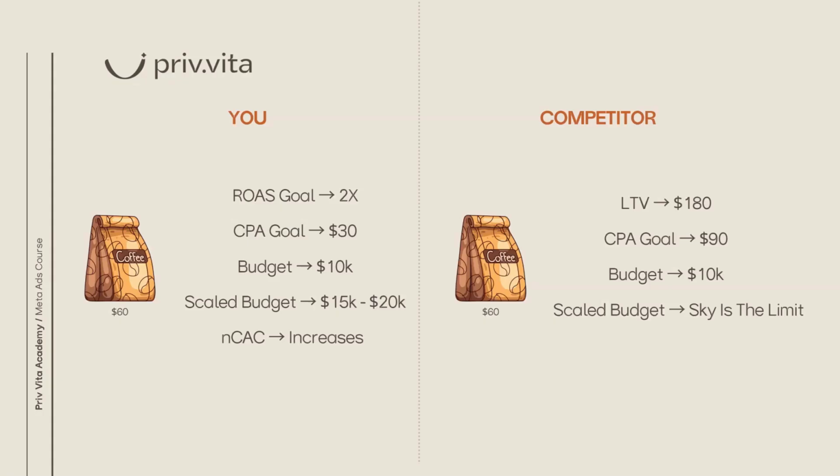Let's say you're selling coffee and your product is priced at $60. You want to hit 2x to be first order profitable, so you're looking at a $30 CPA. You spend 10K per month, and whenever you try to scale up to 15K or 20K, your nCAC increases. So you try different audiences or creatives to fix this inside Facebook ads, which is not wrong, by the way, I'm not saying that. But your competitors know that a new customer tends to come back 3 times over the course of 6 months. So instead of seeing $60 in revenue, they see a potential of $180. And they say, I'm willing to go up to $90 CPA. So without doing anything else, just by increasing the budget on Facebook, they simply start to scale.